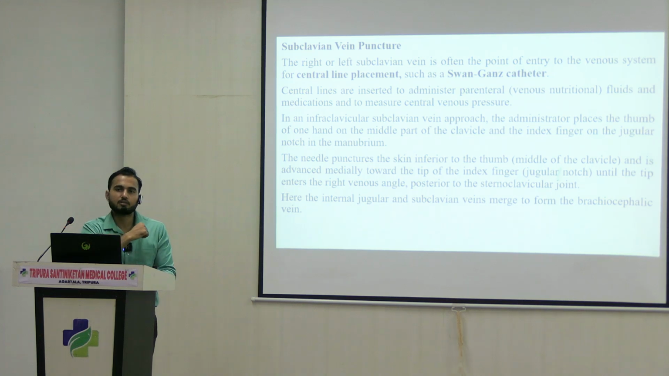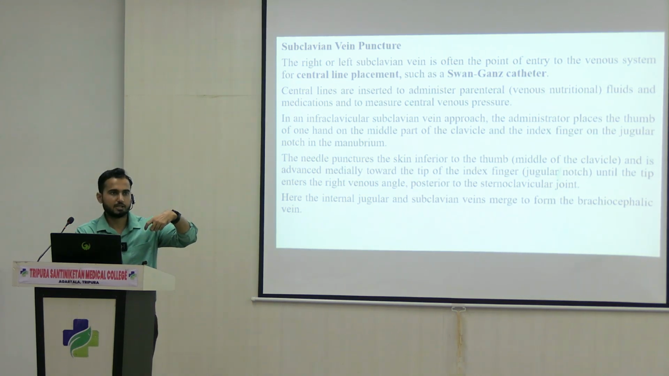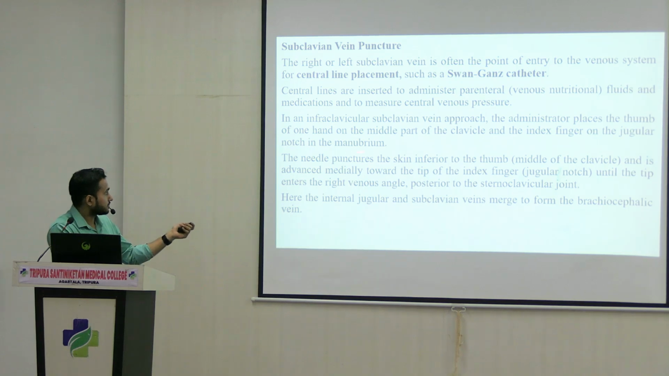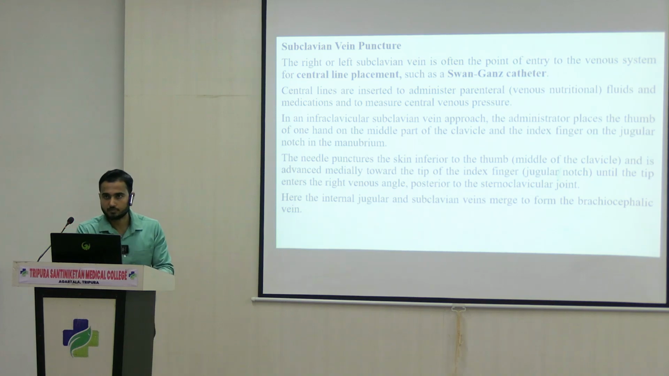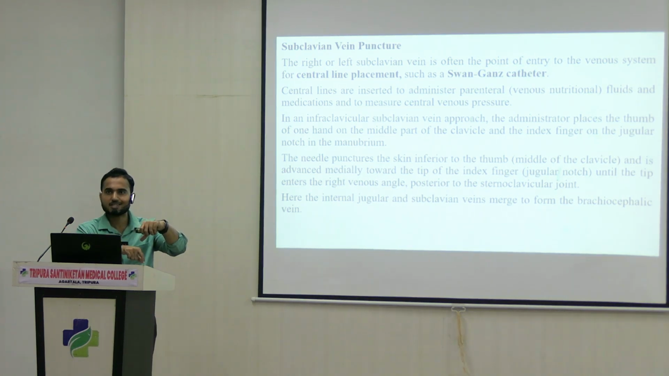So where is the middle part of the clavicle? So you have to place the thumb on the middle part of the clavicle. Okay, and you have to place the index finger where? In the jugular notch of the manubrium. One hand middle part of the clavicle and index finger on the jugular notch of the manubrium. Okay, next you have to take the needle and puncture the skin inferior to the thumb. Where the thumb is placed, below that you have to puncture the skin.